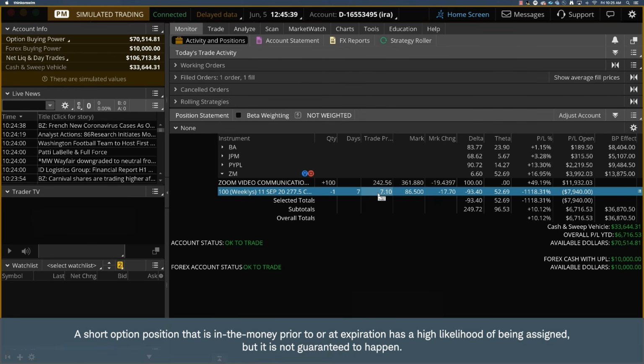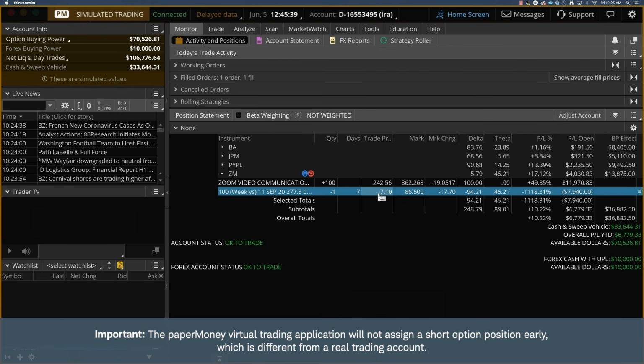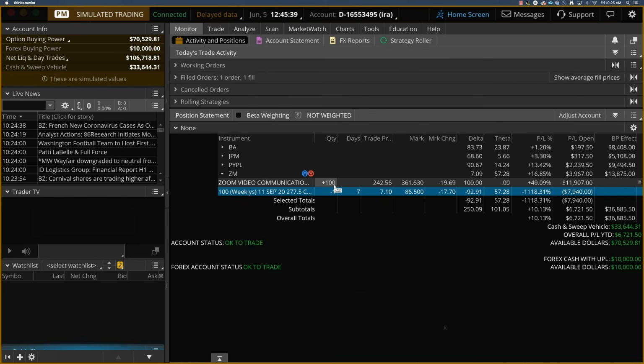So option number one, if the investor was okay with that, the investor does not need to do anything. They could just let the stock close above the strike price. If that were to happen, the paper money shares of those 100 shares would be gone at any time from now until expiration. But what if the investor actually said, no, I do not want to sell those shares at $277.50?